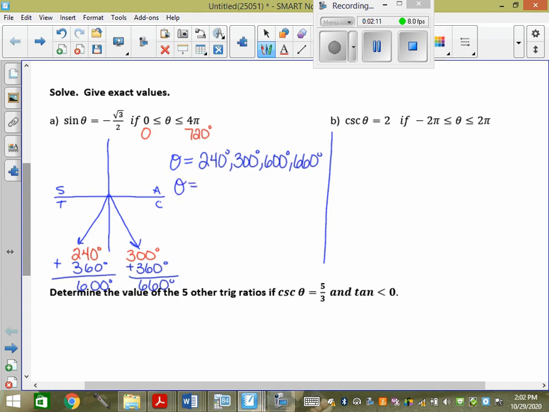So 240 in radians is 5 pi over 3. And then is it 7 pi over 3? That doesn't sound right. Oh, 5 pi over 3 is 300. Good call. 4 pi over 3, 5 pi over 3. What's 600? 10 pi over 3? I heard 10,000 at one point, and I'm like, no, I don't think that's right. But you said 10 pi.